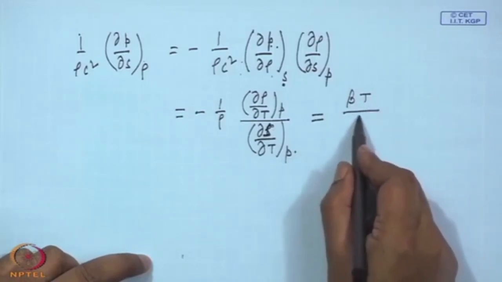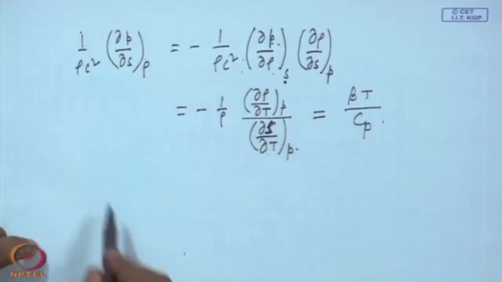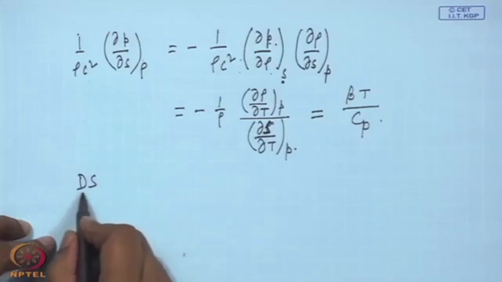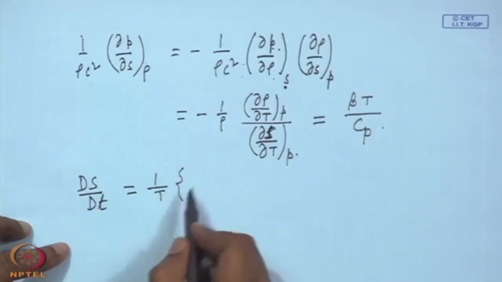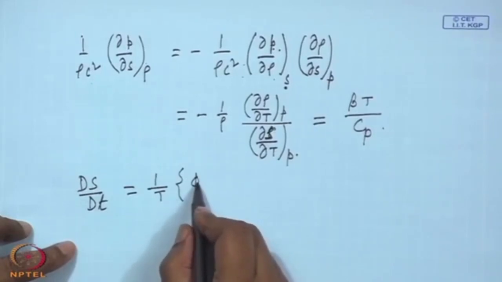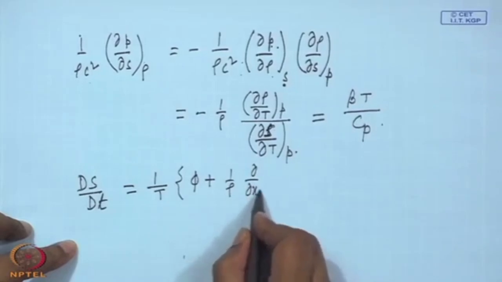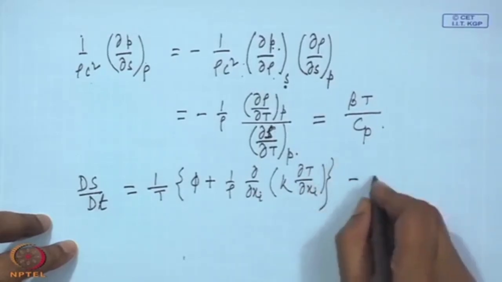This is written as beta T by Cp, where Cp is the specific heat at constant pressure. These are all thermodynamical relations, and beta is the coefficient of expansion. So this is what this term can be written as, and then the remaining term is ds dt. If you look back at your energy equation, ds dt can be written as 1 by T into phi, the mechanical dissipation, plus 1 by rho d dx i of k. This is obtained from the energy equation.